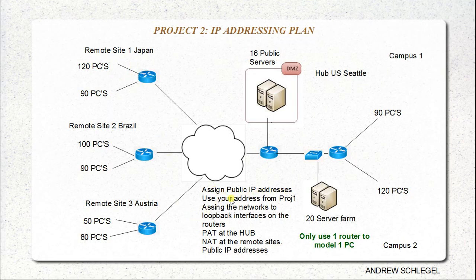Assign public IP addresses. Use your addresses from project 1. So whatever your network or subnetwork was for these PCs, you're going to assign that to this loopback address. Now, this is kind of misleading because the loopback interface is logical and internal to the router. So there's not really something hanging out here, but I have to draw it. So you want to assign your network to this loopback interface.